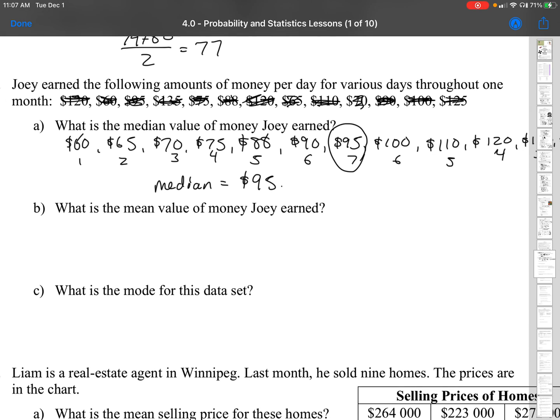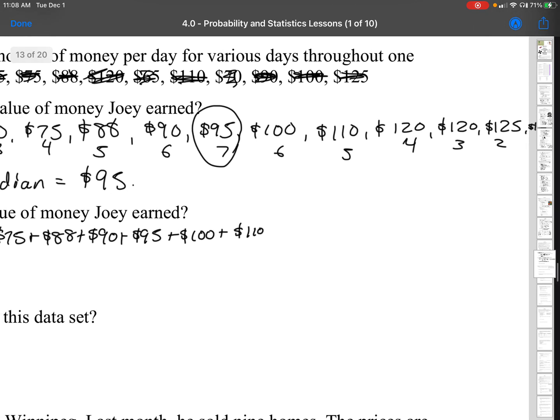Next, we want to figure out the mean value. So you can do the exact same thing again, where you just add them all together. 60 plus 65 plus 70 plus 75 plus 88 plus 90 plus 95 plus 100. And yes, I expect to see this on a test or something like that if I'm asking you to calculate the mean, plus 120 plus 120 plus 125 plus 135.